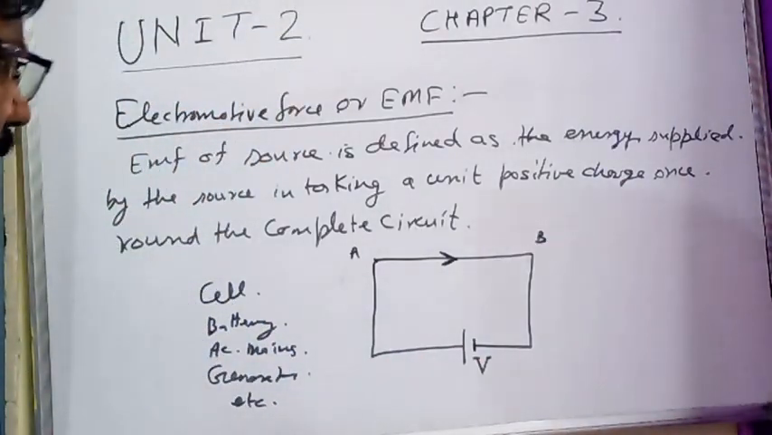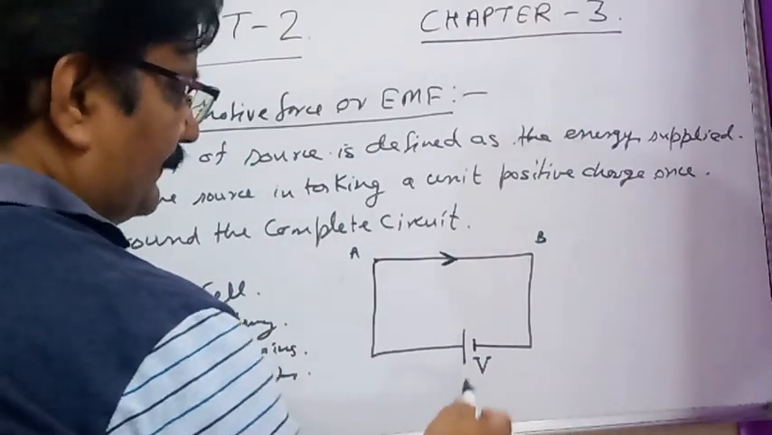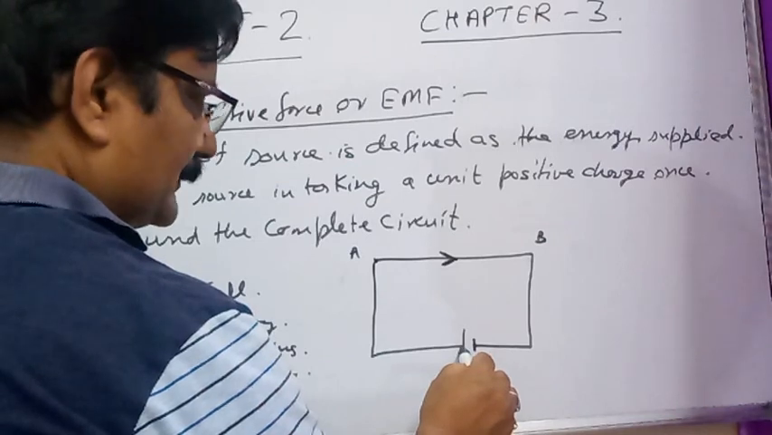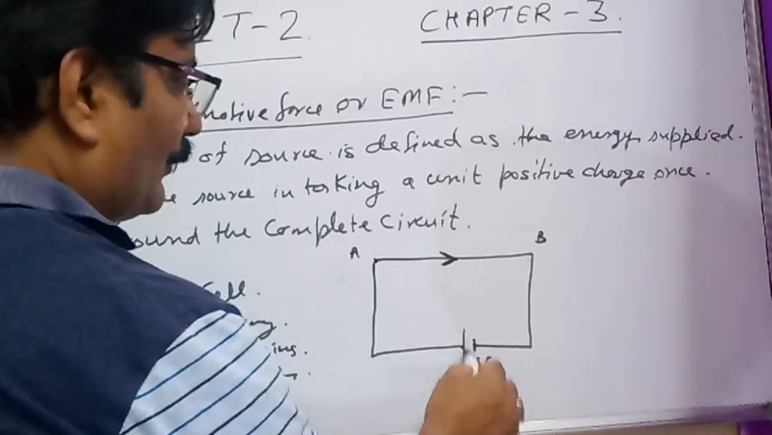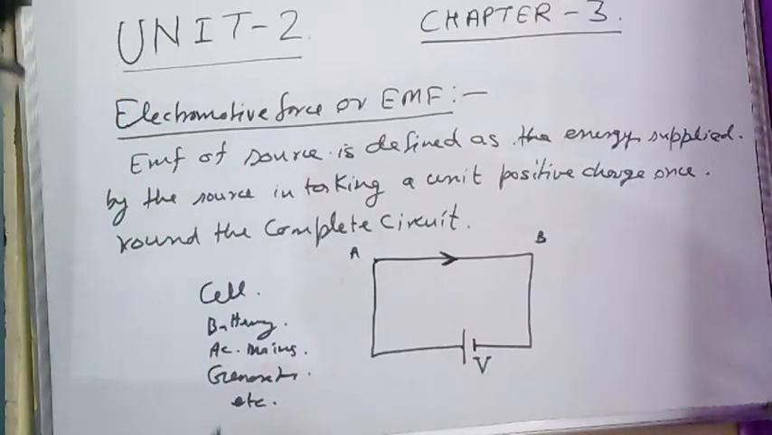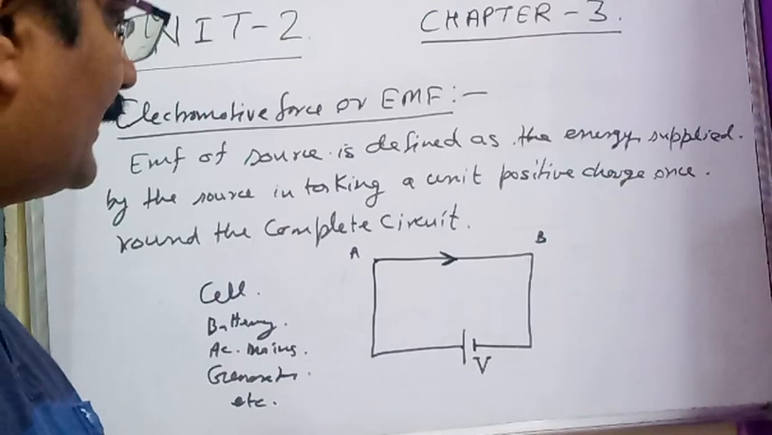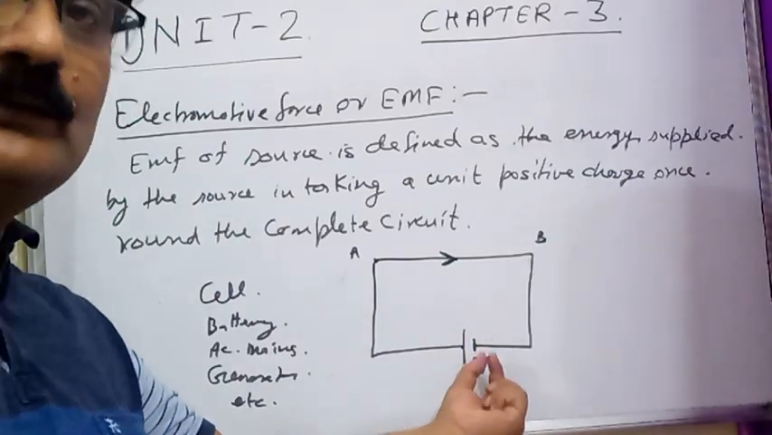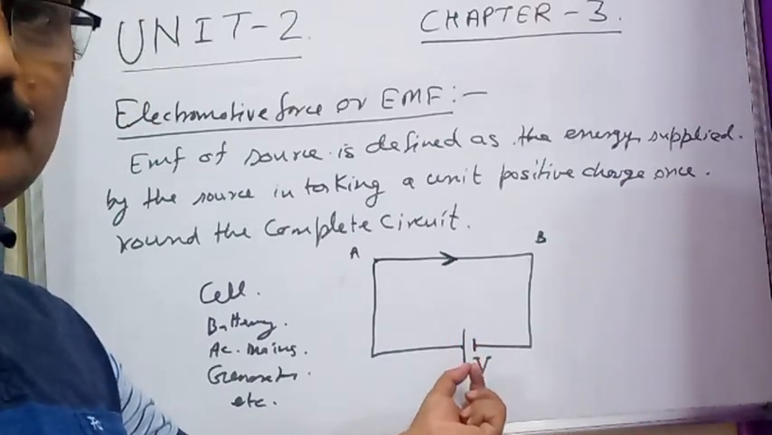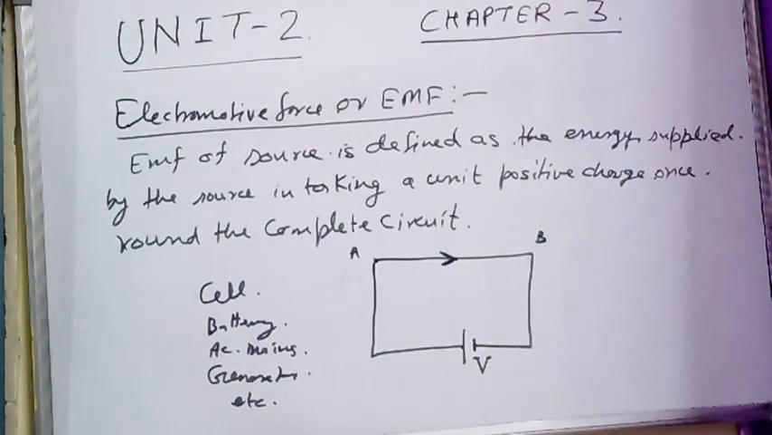In other words, we can define EMF of the source as the maximum potential difference between the terminals of the source when there is no current being drawn from the source. If no current is being drawn from a cell or the battery, then whatever is the maximum potential difference between its terminals. Terminals means electrodes of the battery or the cell, that is called EMF of the cell or electromotive force.